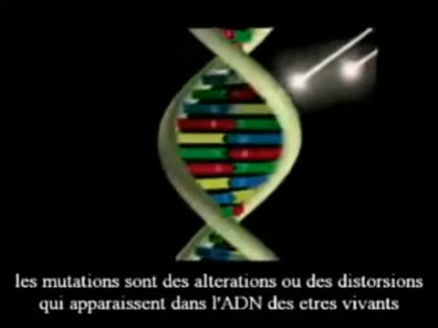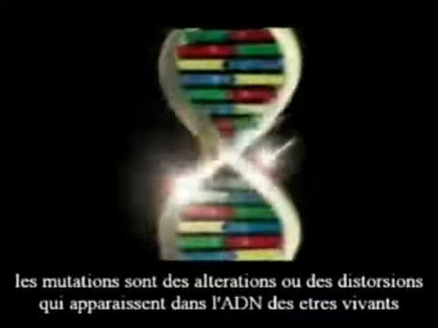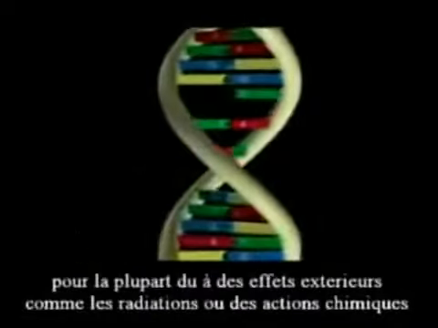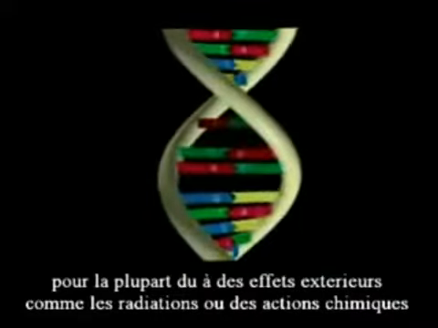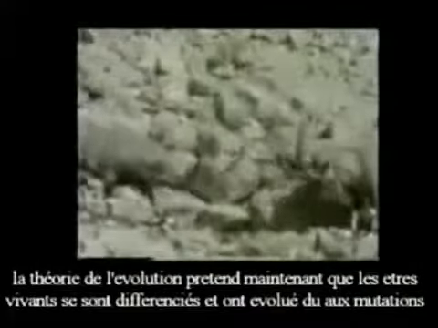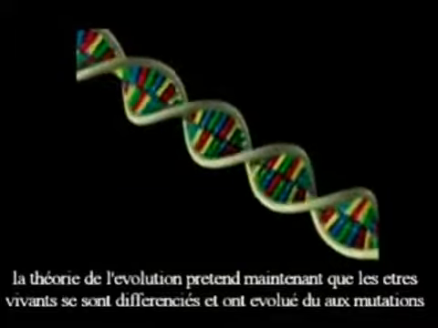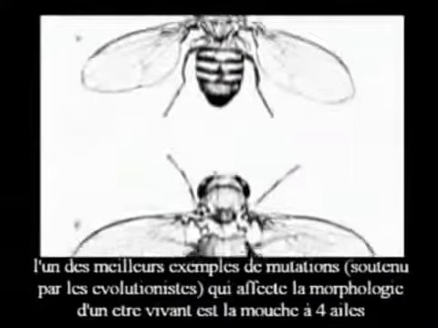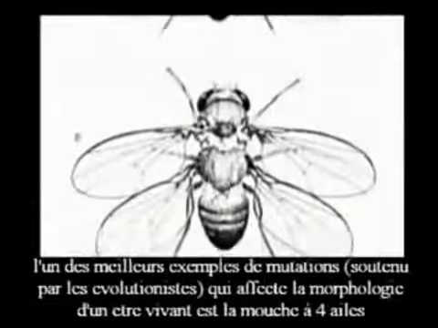Mutations are alterations or distortions that take place in the DNA of living beings, mostly as a result of external effects such as radiation or chemical action. The theory of evolution now holds that living things are differentiated from one another and develop as a result of mutations. One of the best known examples of a mutation affecting morphology is the four-winged fruit fly.